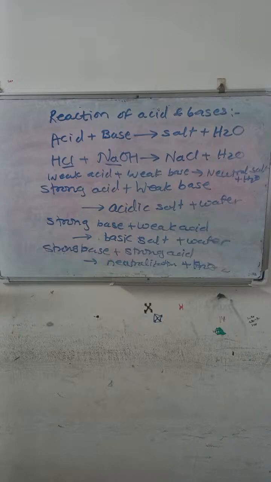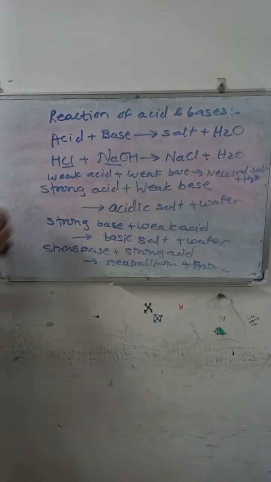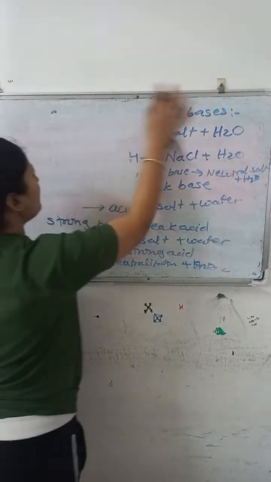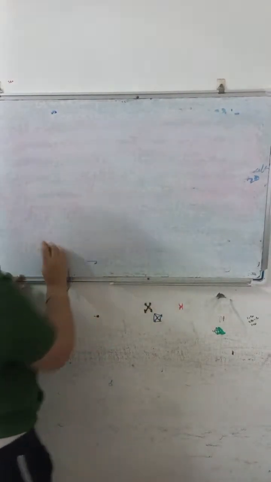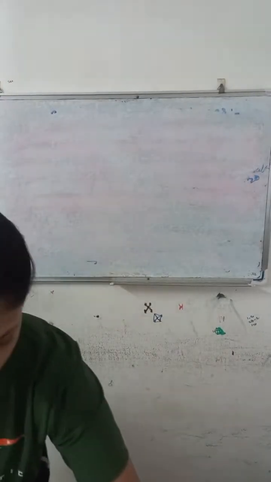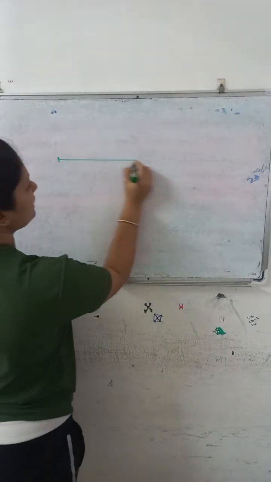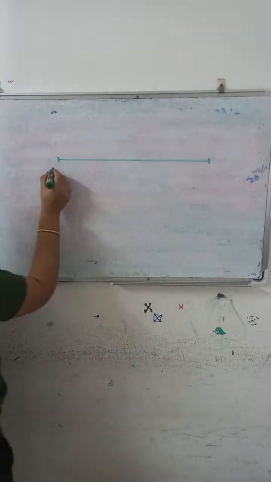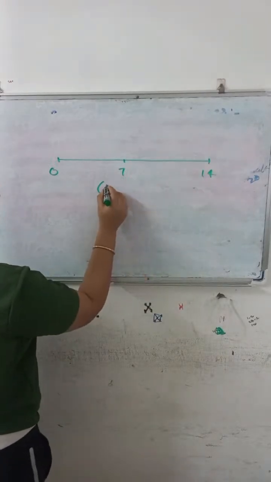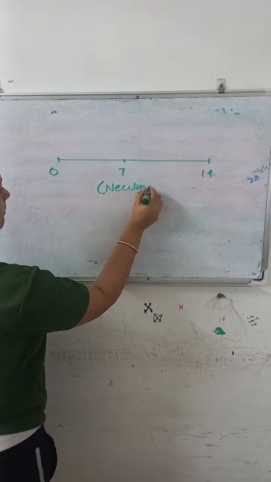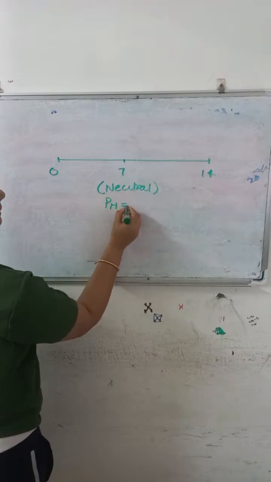Okay, if you want, I will draw one diagram over here. You can take that, and according to that you can remember the pH scale. pH equal to 7 means neutral. I will not draw it exactly as in the textbook. So this is 0, this is 7 and this is 14. So if pH is 7, then it is neutral. Okay, so pH is equal to what here?